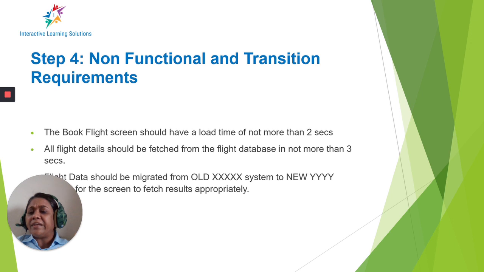And there is some flight data that has to be migrated from their old system to the new system. Prior to this module being uploaded in production, there is some migration activity also involved. So we have listed all of that as step 4. If there are any non-functional or transition requirements associated with your screen, then you can document that separately at the end of the module. So that's essentially the elements that have to be captured in our functional requirements.